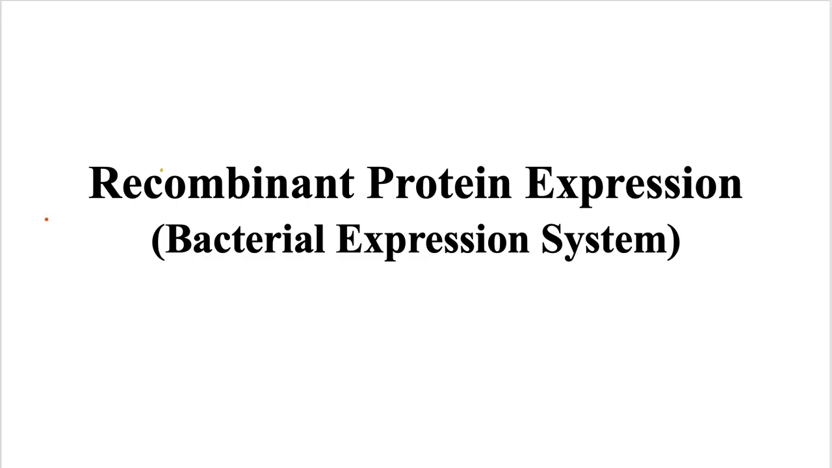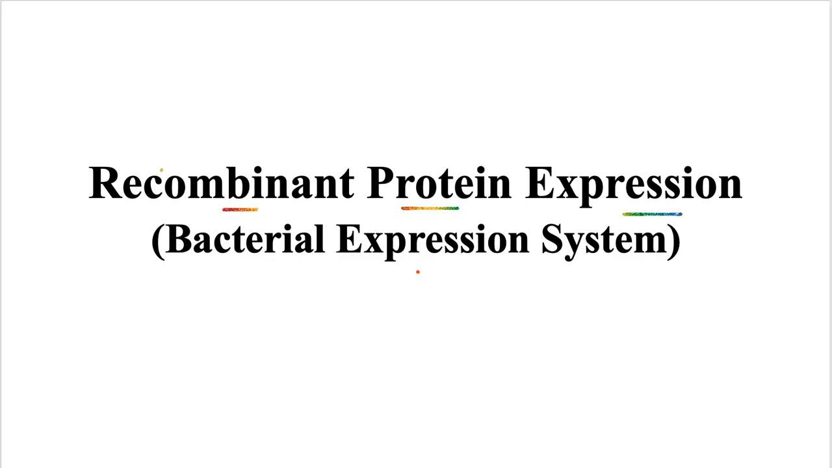Welcome all. In today's lecture, I will talk about recombinant protein expression by using a bacterial expression system. We have different types of expression systems which we can use for this purpose. For instance, we have bacterial cells, yeast cells, mammalian cells, and insect cells. So they can be used for expression of our protein of interest.